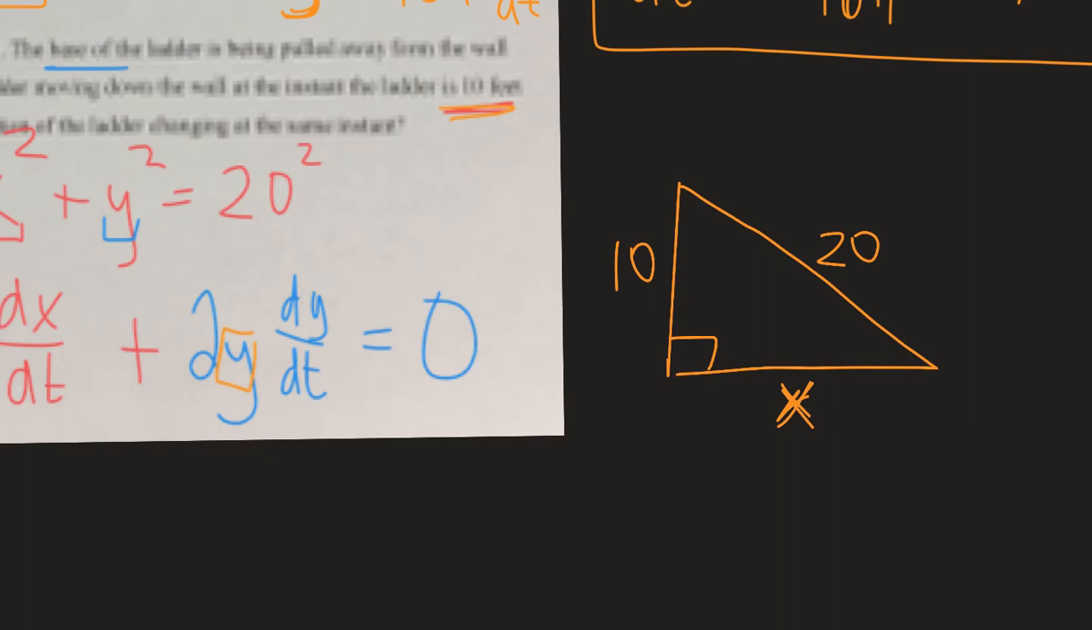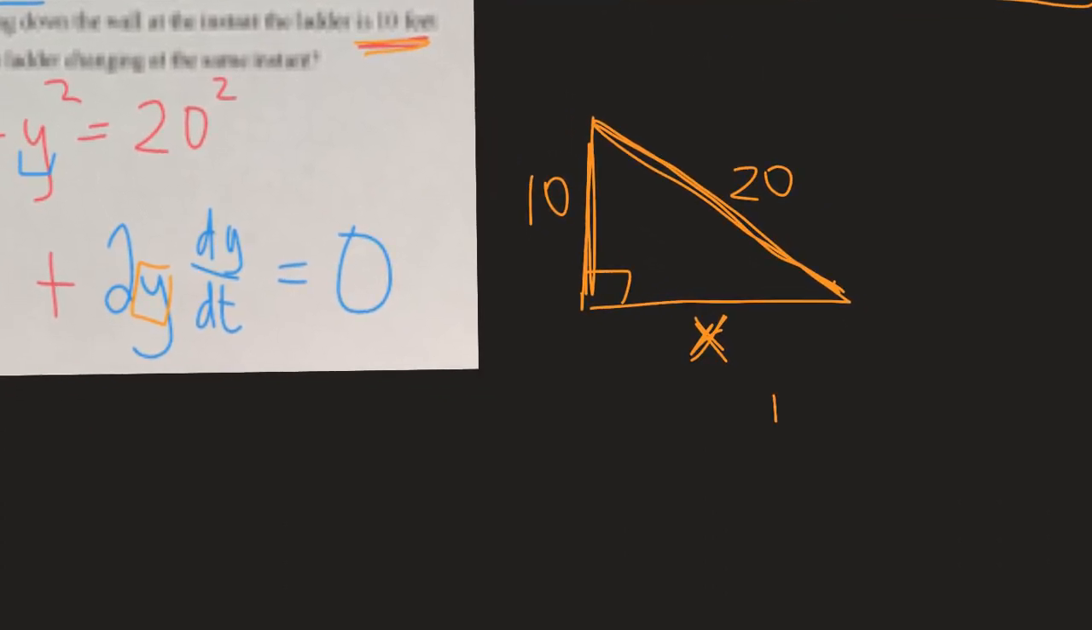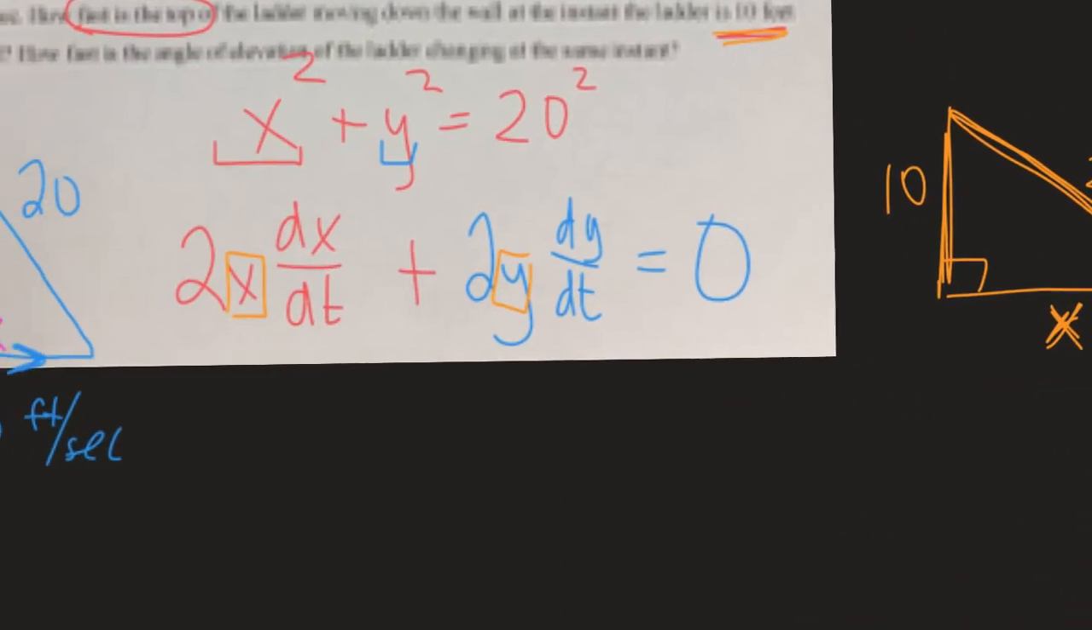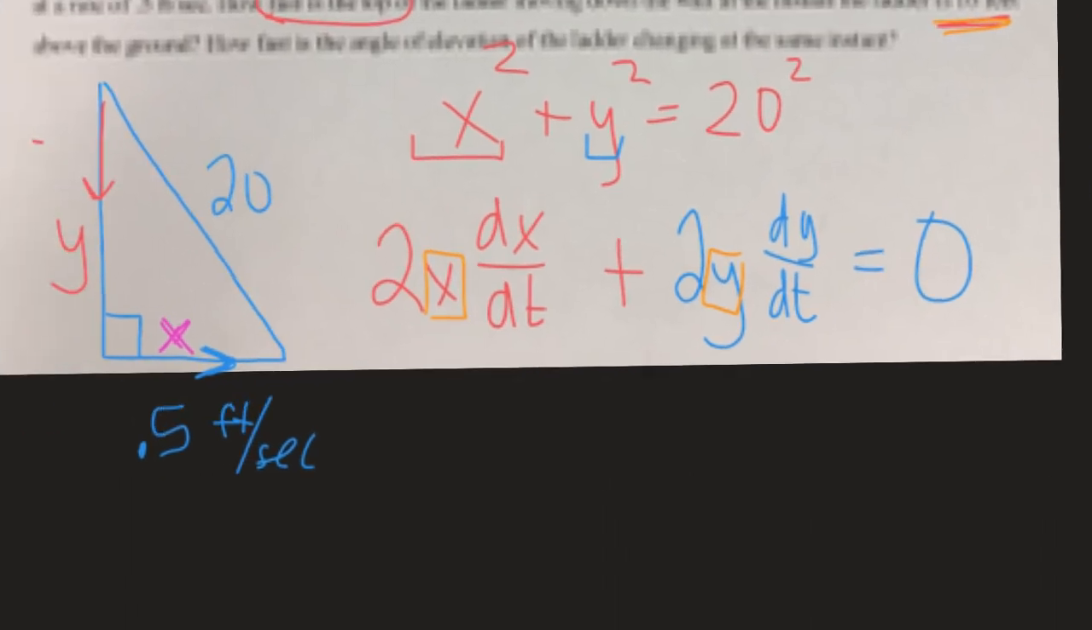So we have to use Pythagoras, or in this case, special right triangles, if you recognize that the hypotenuse is twice as long as one of the legs. But let's say you didn't realize that. 10 squared plus x squared equals 20 squared, says Pythagoras. So x squared equals 400 minus 100, so x is the square root of 300, which I'm going to leave just like that. Now I know what x is, I know what y is, and I know my rates.